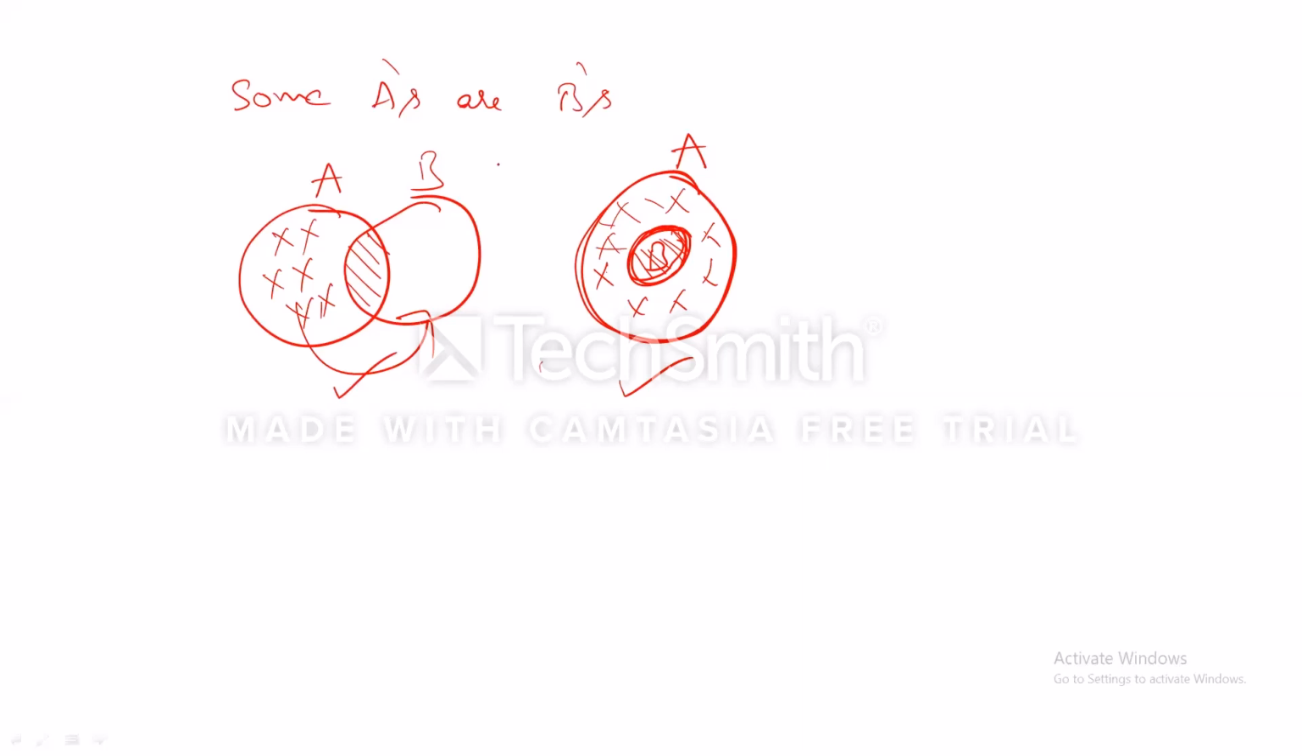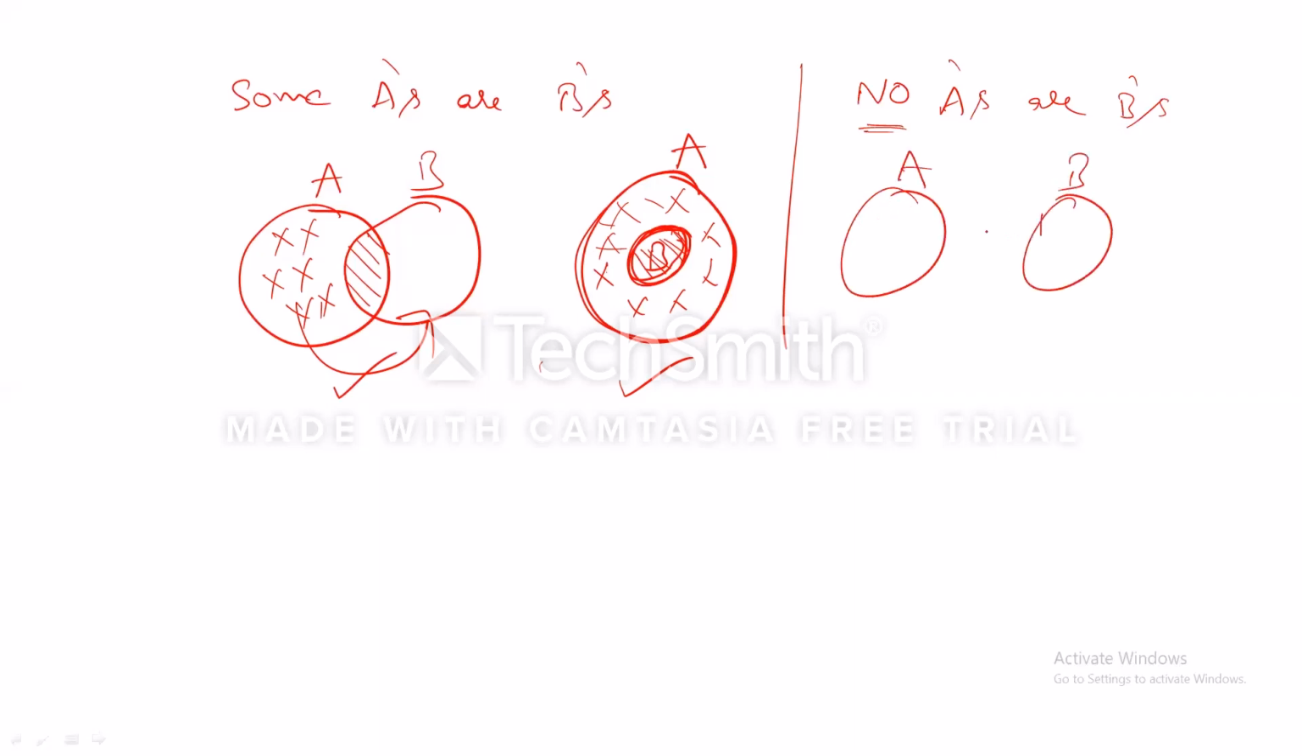And similarly, let us consider no A's are B's. What is the meaning of no A's are B's? It means that for A and B, there should not be any connection, or any intersection, between A and B. There should be a gap between A and B for this condition, no A's are B's.